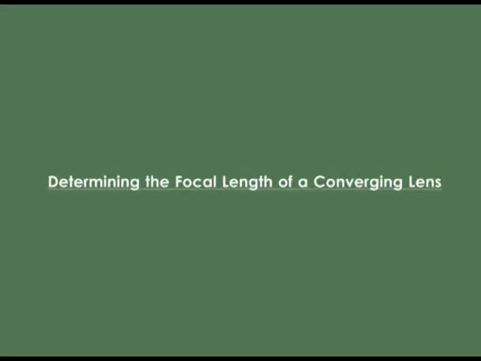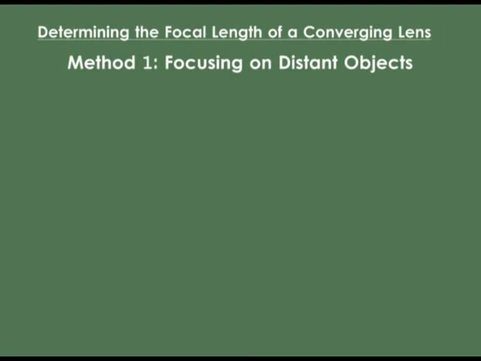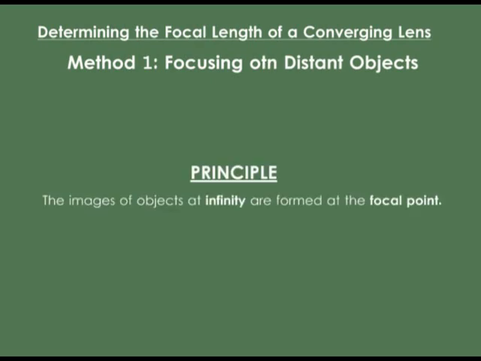Now, determination of the focal length of a converging lens. Different methods are used in the determination of the focal lengths of lenses. The following experiments will illustrate some of these methods. Method 1: focusing a distant object. Now, we have seen that the image of an object at infinity is formed at the focal point. Simple.